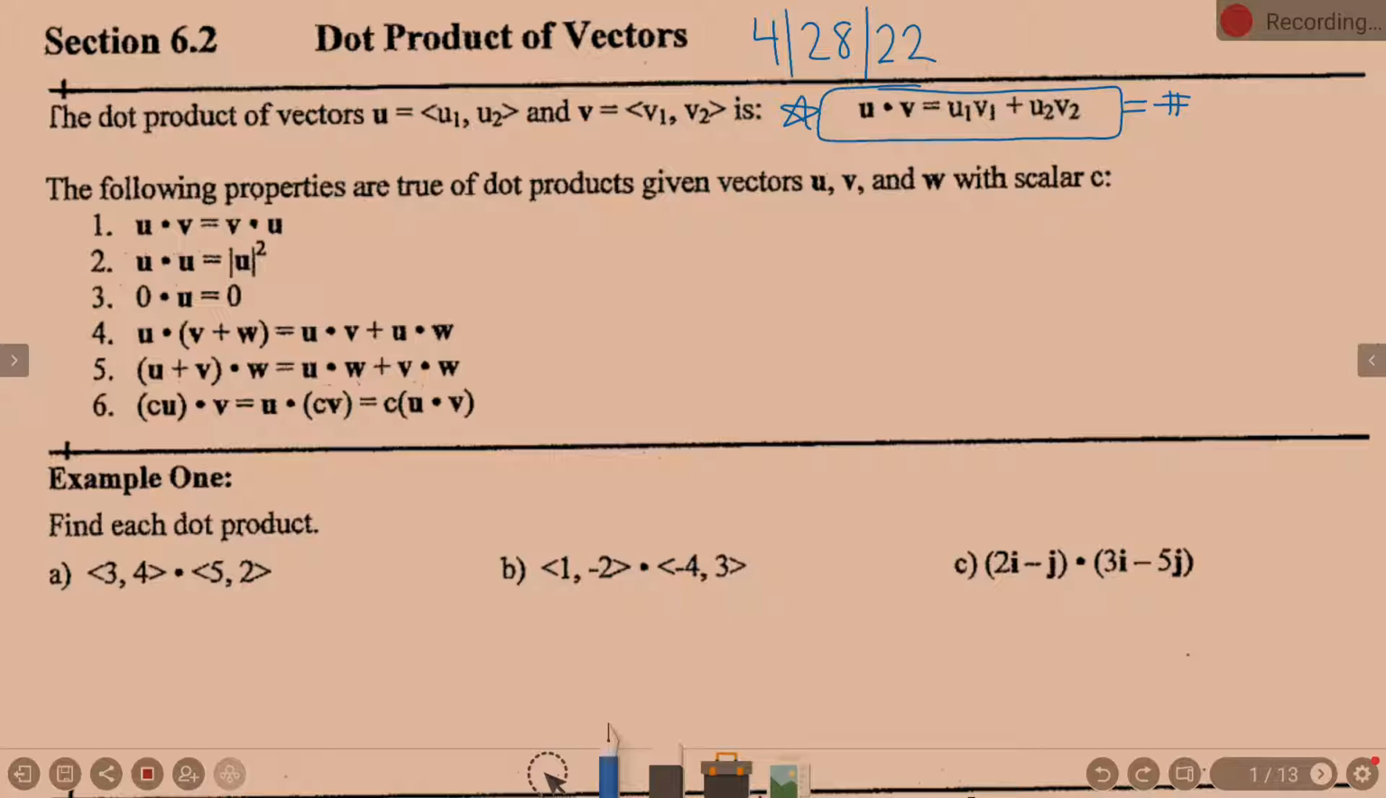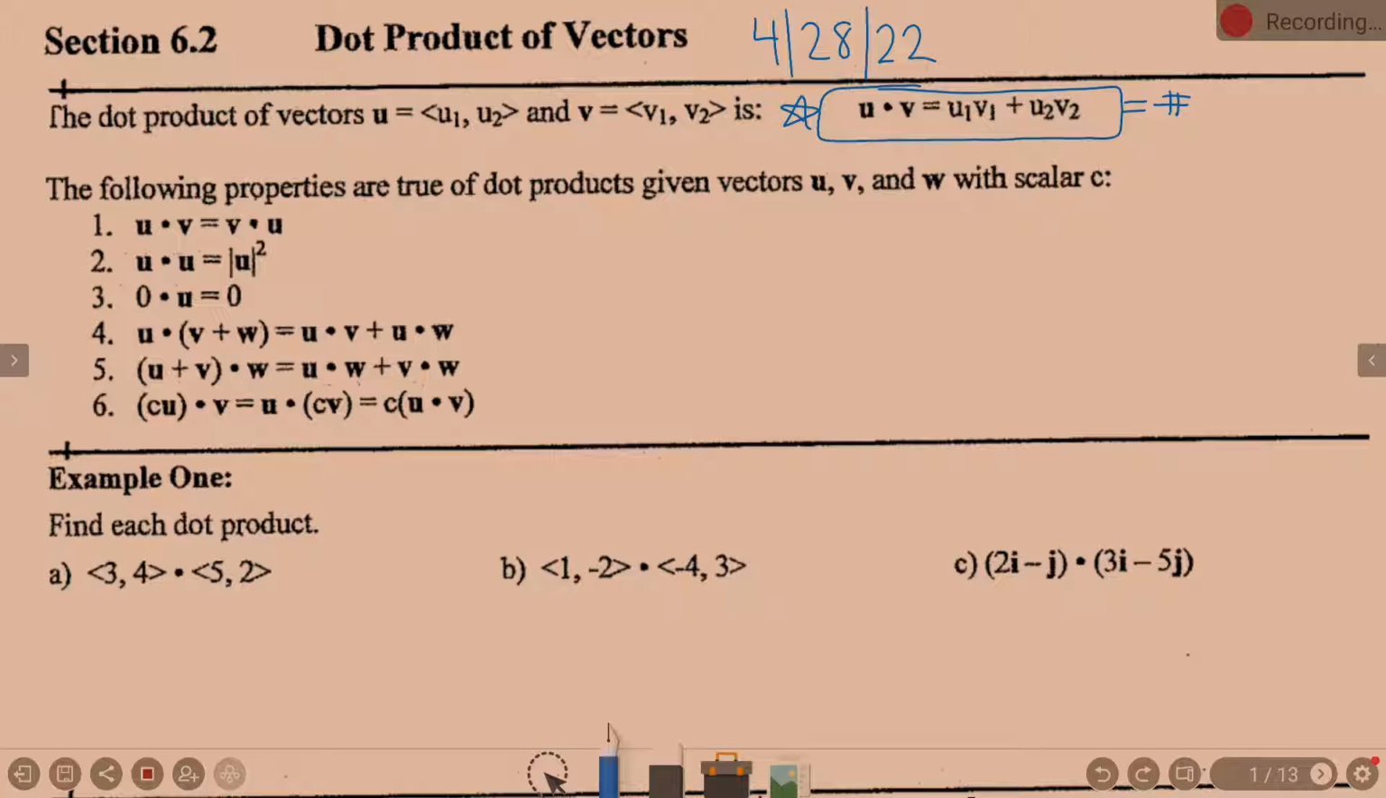But if you think about it, it kind of makes sense that when you multiply u dot u, you're going to get u squared, and it is going to be the absolute value of it. 3: 0 dot u is going to be 0. 4: u dot (v plus w) is the same as u dot v plus u dot w, so kind of a distributive property happening there. 5 is similar, just reversed. (u plus v) dot w is u dot w plus v dot w, so that's just the w's out back, but it can still distribute in.